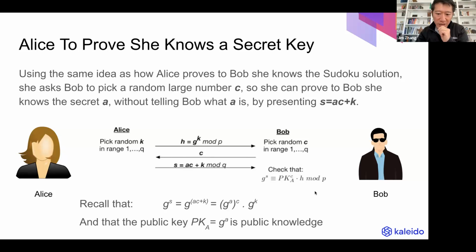So now Bob can validate that Alice must have known the value of A because he can validate G raised to the power of S being the public key raised to the power of C times H modulo P. So Bob knows how to calculate this. And as a result, if this all matches, then Alice must have known the value of A. Otherwise, she couldn't have come up with the value of S. So this is how essentially public key cryptography works, based on elliptic curve.